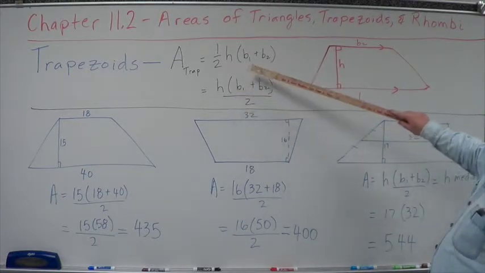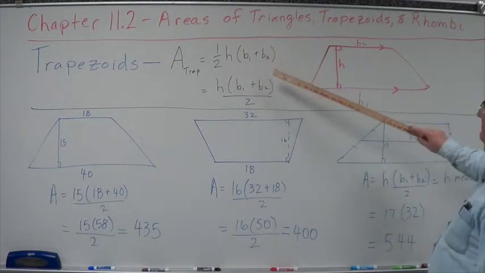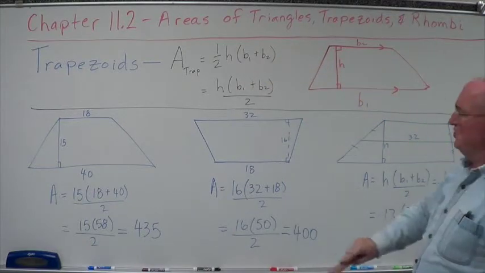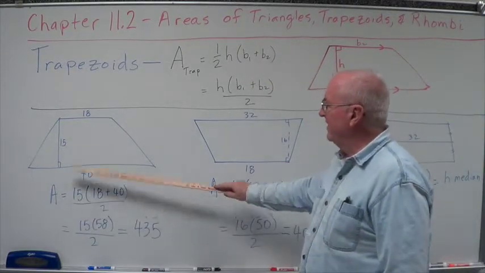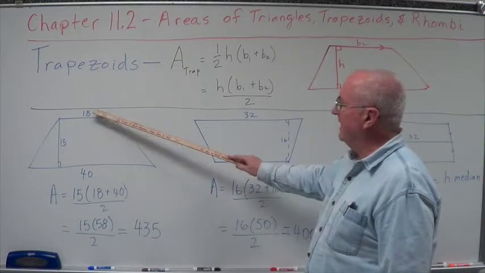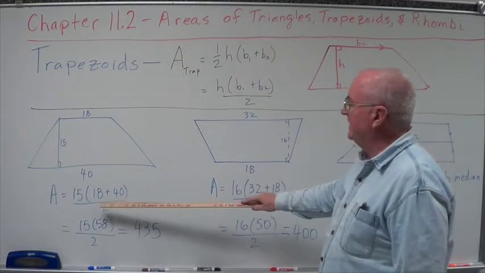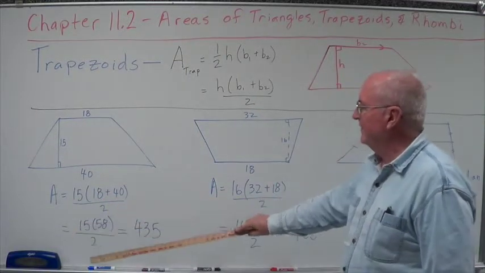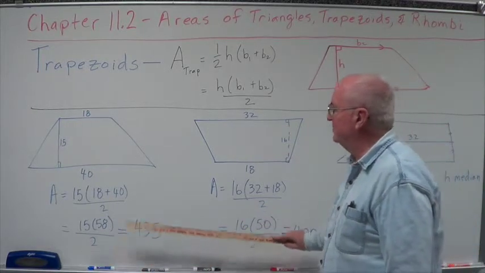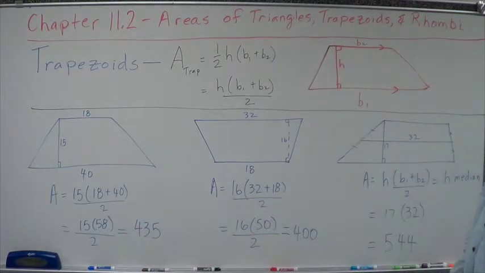H times the quantity B1 plus B2 divided by 2. There it is. Our H is 15. B1, oh wow, start on top. 18 plus 40, it's 15 times 58 divided by 2 is 435. Real simple, real straightforward. Okay, it's an upside down trapezoid. Oh wow, is it still a trapezoid? Yes it is.